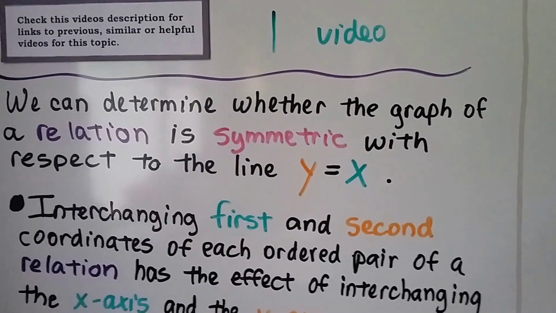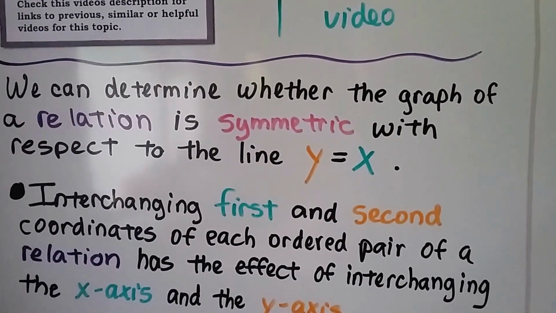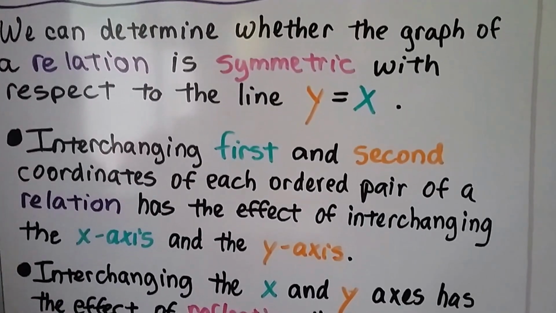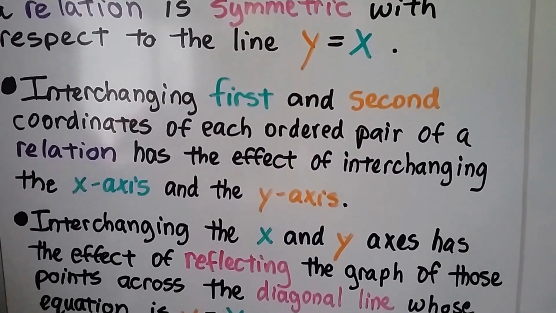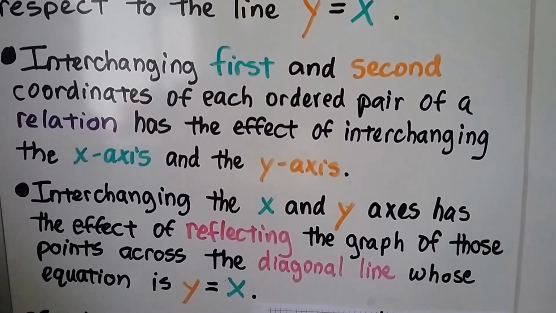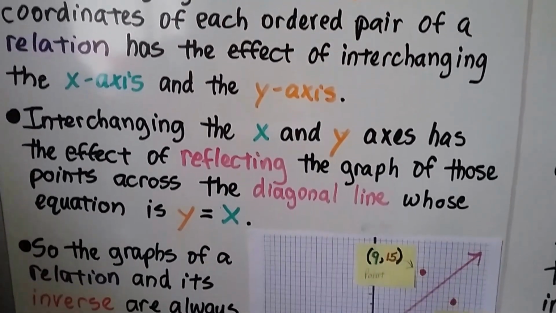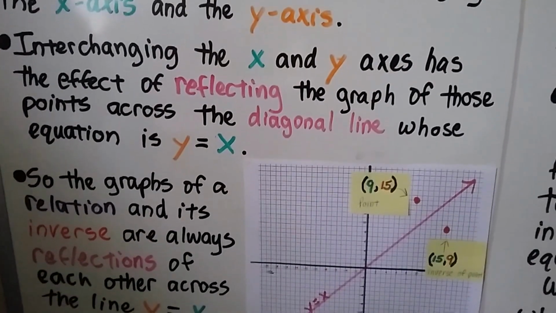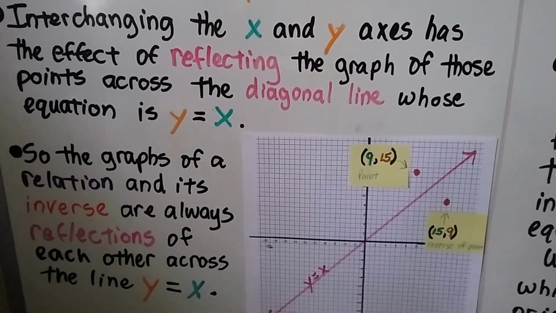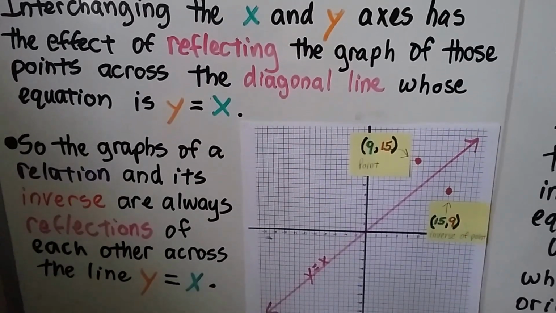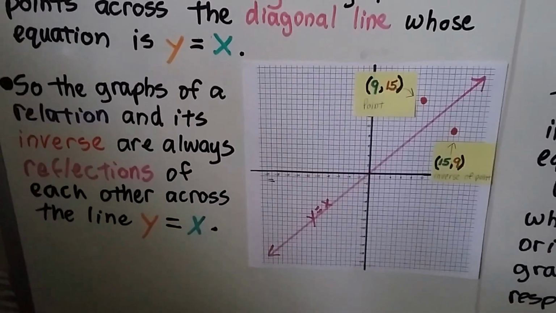We can determine whether the graph of a relation is symmetric with respect to the line y equals x. Interchanging first and second coordinates of each ordered pair of a relation has the effect of interchanging the x-axis and the y-axis. Interchanging the x and y-axis has the effect of reflecting the graph of those points across the diagonal line whose equation is y equals x.